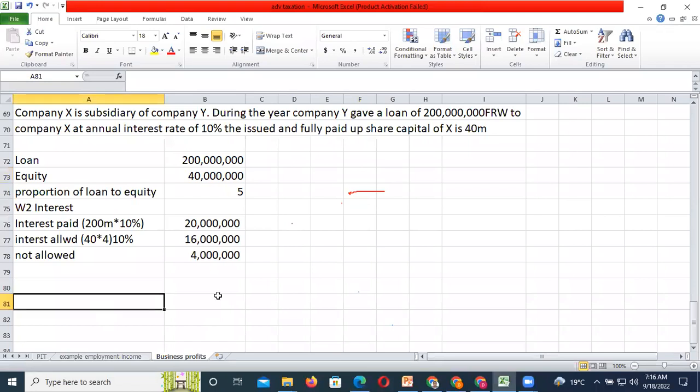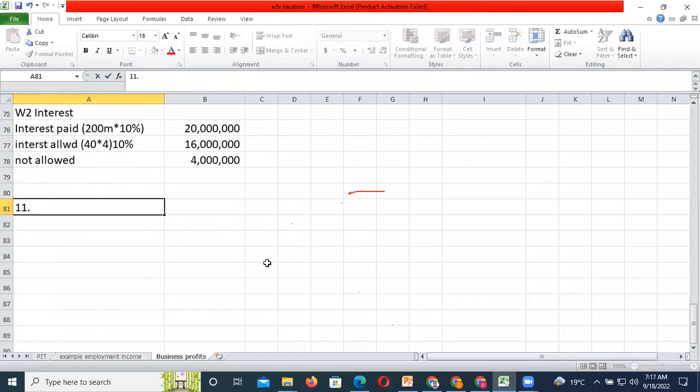So that's how we adjust for this thin capitalization in our question. The last one that I want us to talk about as an expense, and it's going to be the last part of the discussion today, is number 11, I think. That is management fees, management, royalty, or professional fees paid to a non-resident.